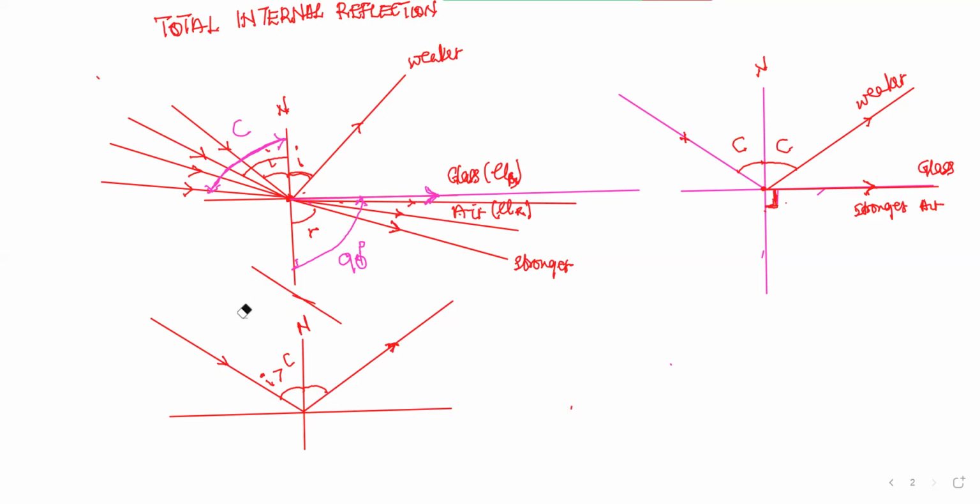Gideon. So how can the incidence angle be greater than the critical angle? Sorry. I'm coming.